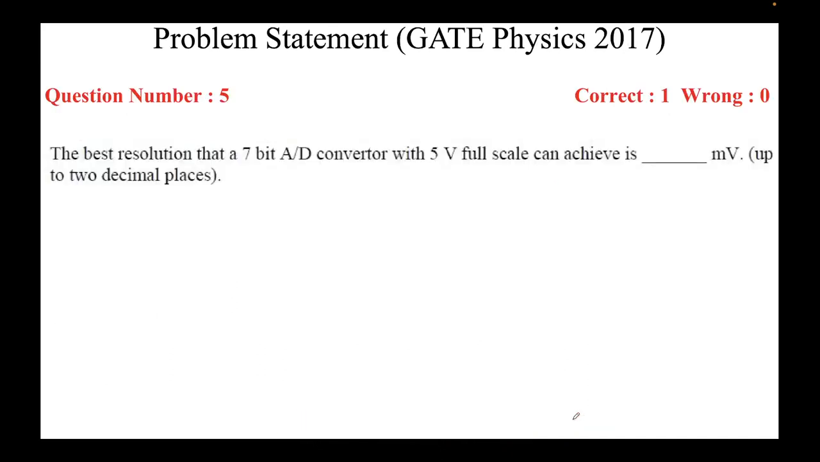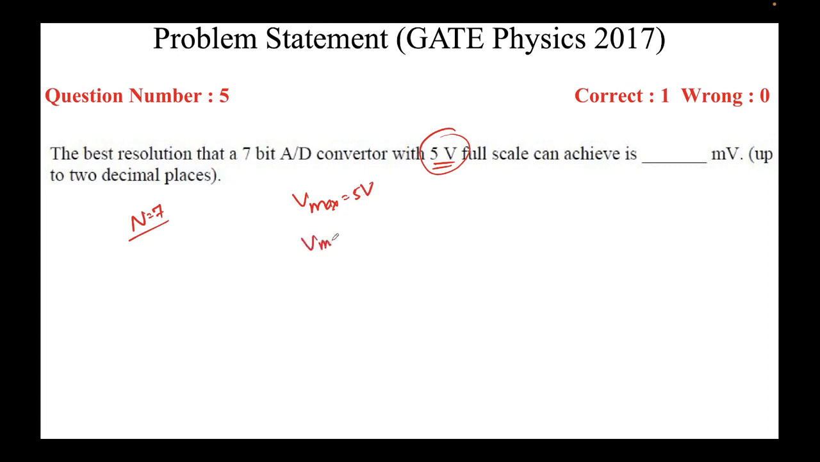Now we'll come back to the question. It says that we have a 7-bit A to D converter. This means n equal to 7. Okay, and 5 volts full scale. This is the input, right? So V max is 5 volts.